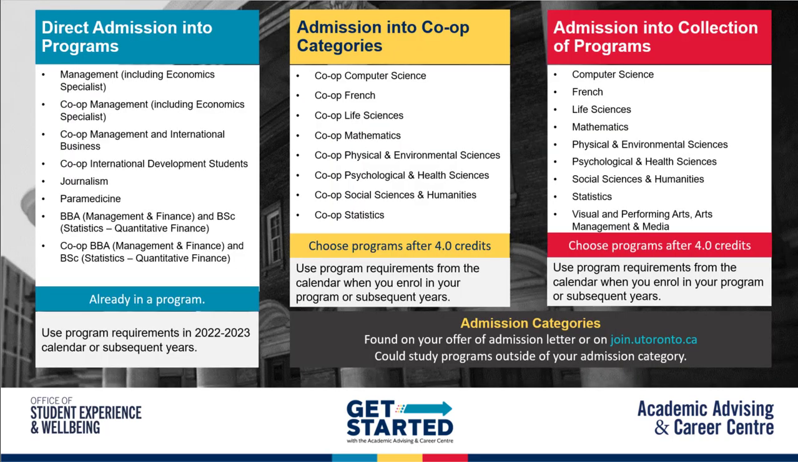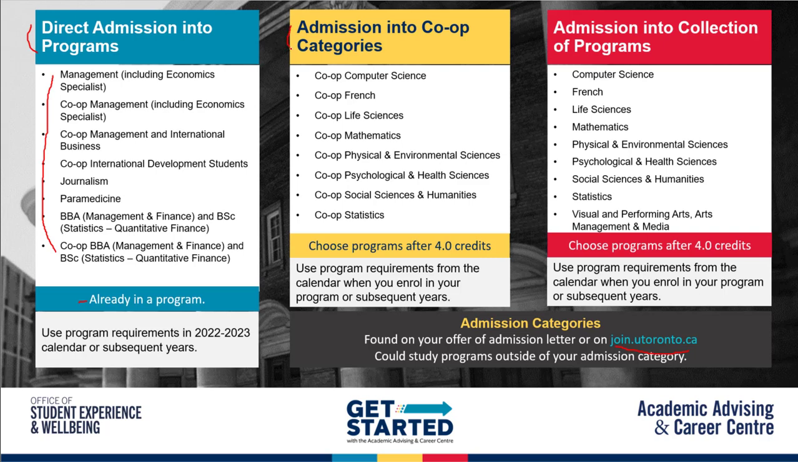So let's talk about the admission category. This could be found on your admission letter, or you could find this in the join.utoronto.ca website. If you're directly admitted into a program, you'll see one of these admission categories, and this means that you're already in a program. You could use the program requirements listed in the 2022 to 2023 calendar or any of the subsequent calendars that are published.